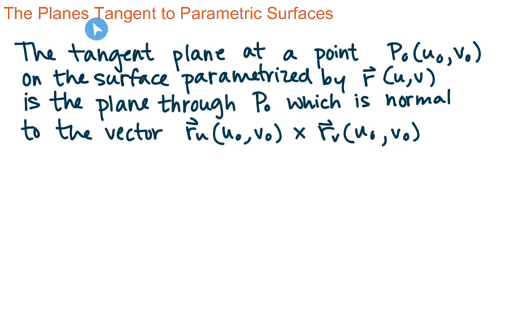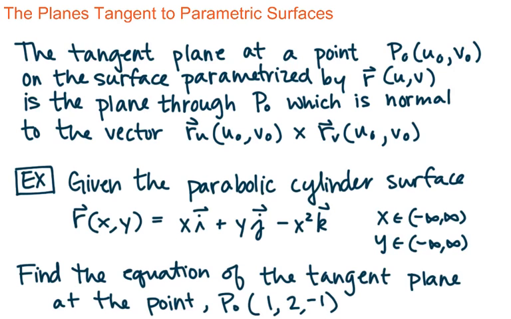In this video, we're going to talk about finding a tangent plane to a parametric surface. And we can define this by the following. The tangent plane at that point, u naught, v naught, on the surface, which is parametrized by the r vector, is the plane through p naught, which is normal to the vector r sub u cross r sub v, both of those evaluated at the point. So let's look at an example.